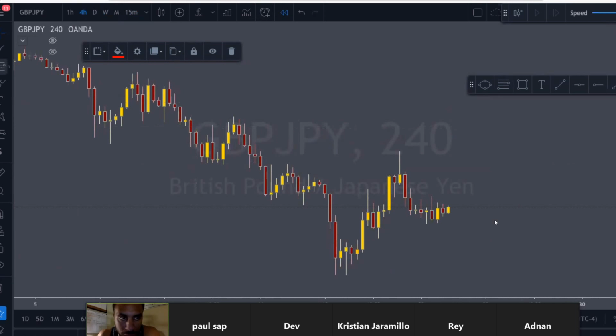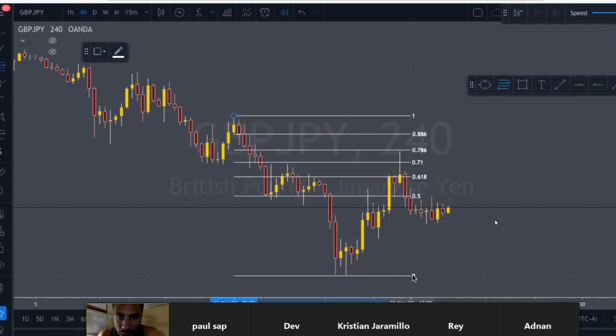The sale would have been, most recently, just a regular fib play. So this high, this low, and between 61 and 78. So it would have been in this general area.